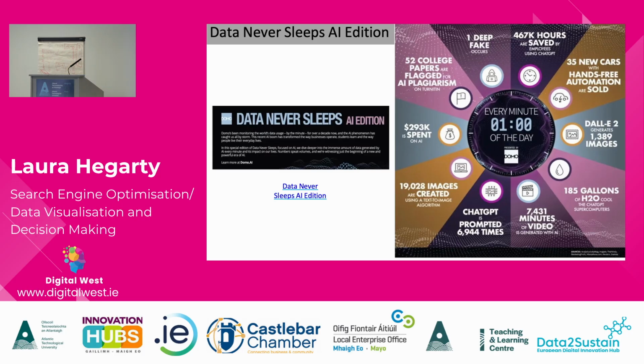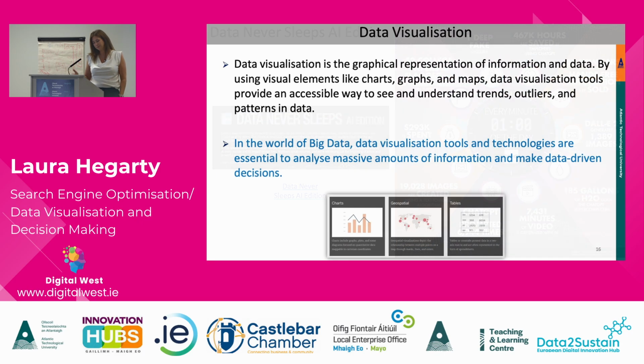So for example, ChatGPT is prompted nearly 7,000 times a minute around the world. 7,431 minutes of video is generated with AI, okay? 293,000 is spent on AI a minute around the world. So not only is the slide before humans and what we do every day, now we've AI, and it is doing something very similar, if not starting to catch up to what we are doing. So a lot of data out there, and I suppose it's been able to get to the information.